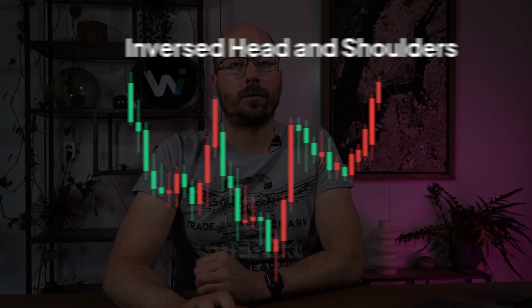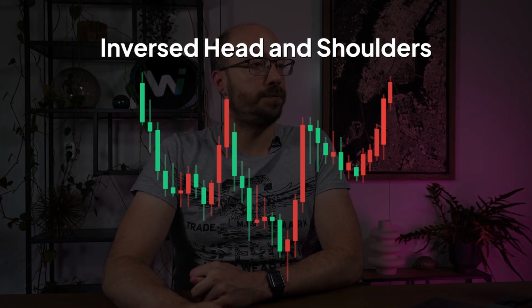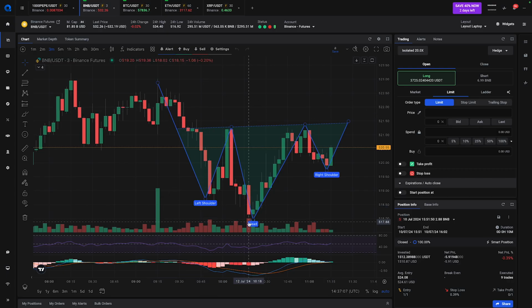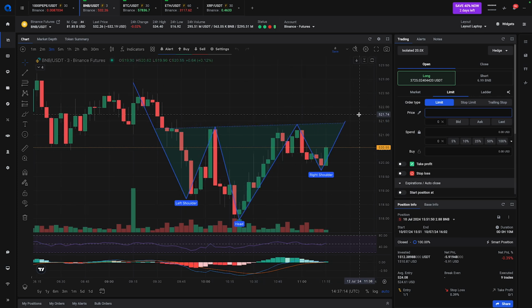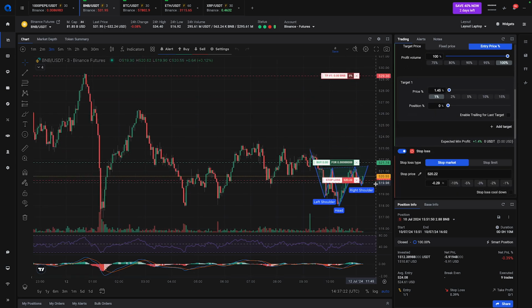The next chart pattern would be the inverse head and shoulders, which would typically open up a long position. So we've identified the left shoulder, the head, the right shoulder, and the price should move above the neckline. So we would open up the long position when the price goes up here. We would set our take profit right about here, and we would set our stop loss below the right shoulder.